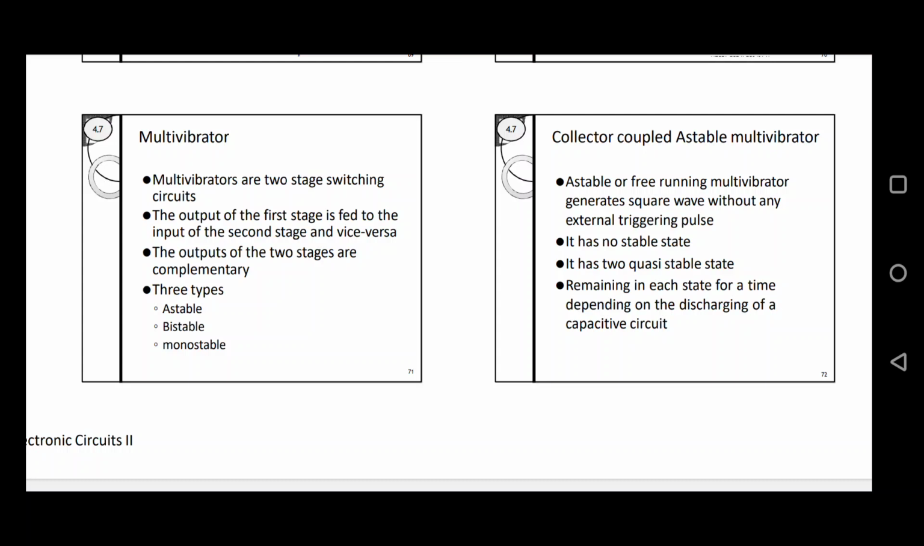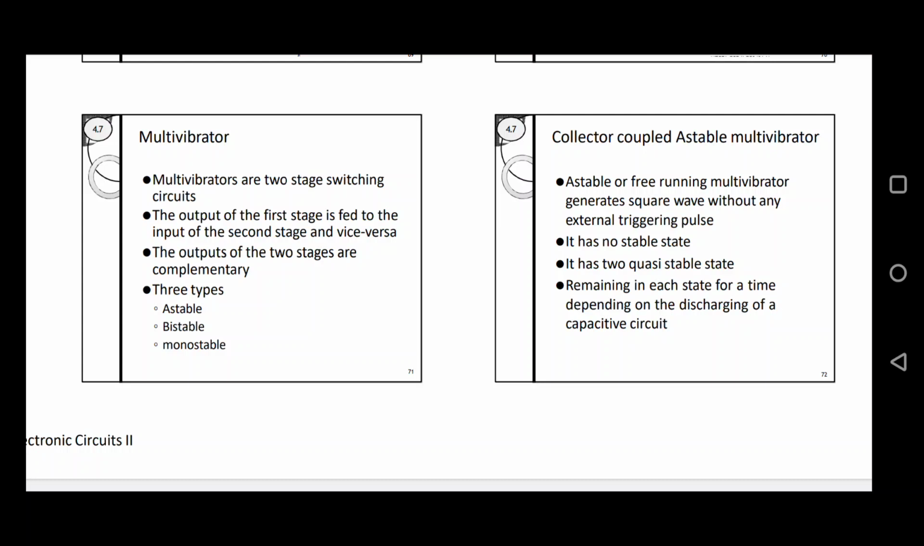So a multivibrator is nothing but a two-stage amplifier operating in two modes. The modes are called states of the multivibrator, and the design looks like a two-stage amplifier. The two transistors are connected back-to-back. The output of the first stage is fed to the input of the second stage, while the output of the second stage is fed back to the input of the first stage, and vice versa.